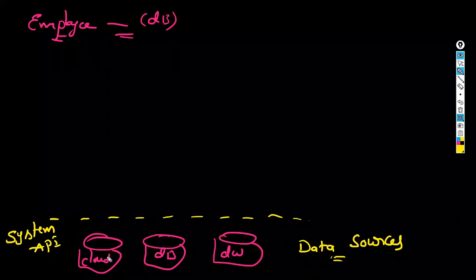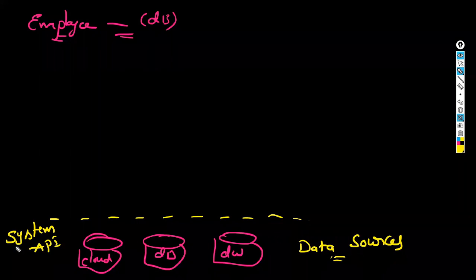As you can see in this example, your data is available inside the cloud, inside the database, inside the data warehouse, or somebody is using the SAP system. So what is your ultimate aim? Whenever we need to pick the data from the data sources, first we need to create the system API. That is your first level, right? By creating the system API, you are fetching the data, right? Now you are getting the employee data. Then what do you need to do? You need to process the data, right?